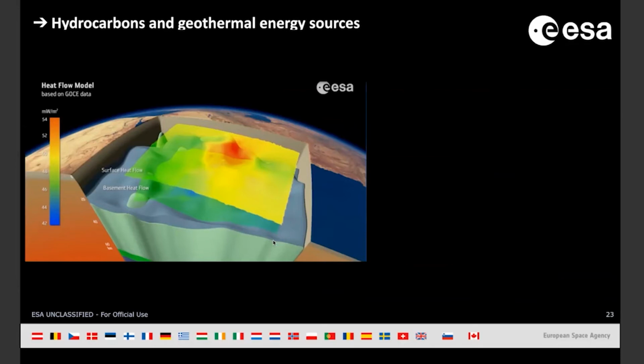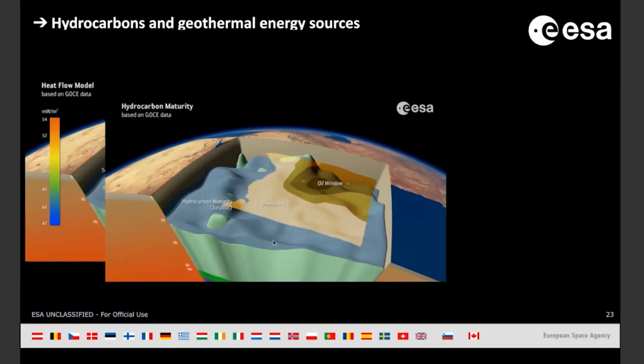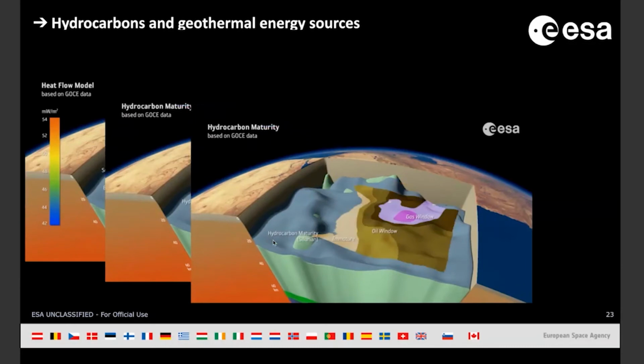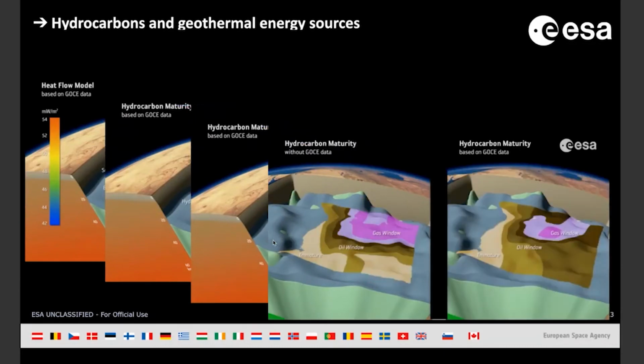And this is done here for the Arab Peninsula, basically Saudi Arabia, where you can then use the heat flow map to invert for hydrocarbon maturity, and you can look for areas where you are likely to find oil or also gas. In the end, you can look at the change of these maps from before we had this satellite and after this satellite, and you see that the understanding of where the hydrocarbons are located changes after having flown this satellite. Something very similar can be said for geothermal energy sources, which is one of the most underutilized energy sources that we have on this planet.